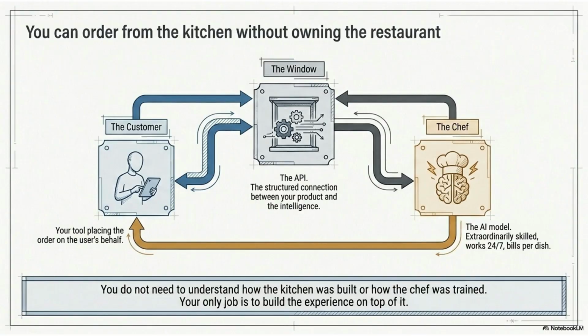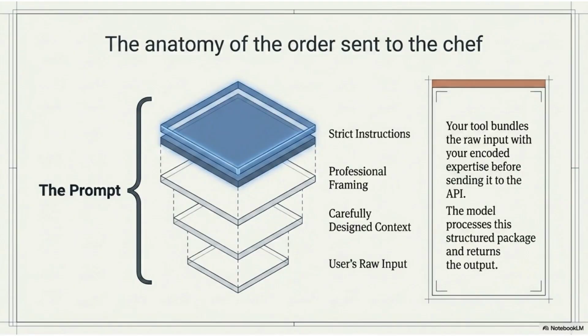Though the acronym itself is not what matters, it is best understood as a kitchen you can order from without owning the restaurant. Here is what that looks like in practice. The customer, you, or more precisely, your tool, placing the order on your user's behalf. The window, the API, which serves as the structured connection between your product and the intelligence behind it. The chef, the AI model you choose to build on. They are extraordinarily skilled, available around the clock, and bill per dish rather than drawing a salary.